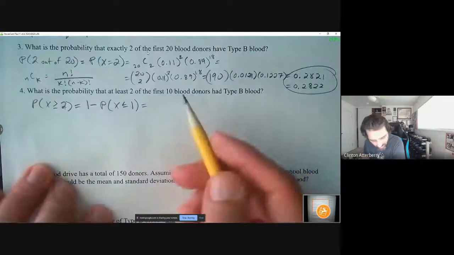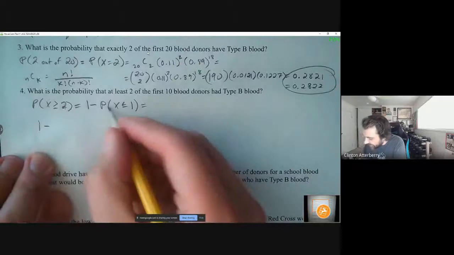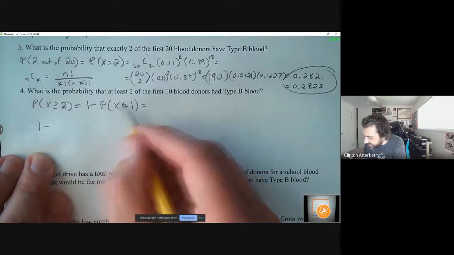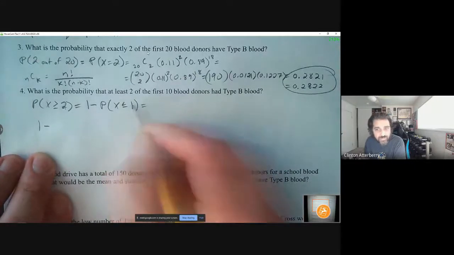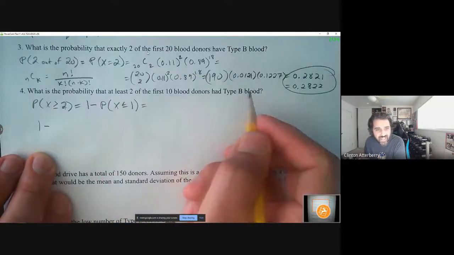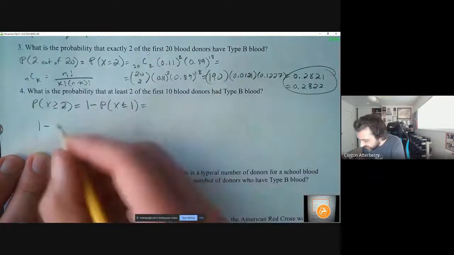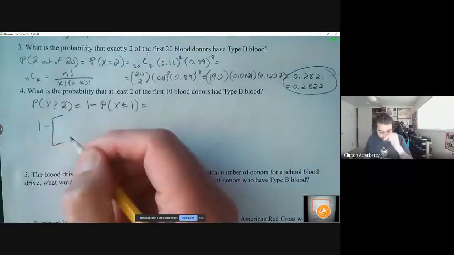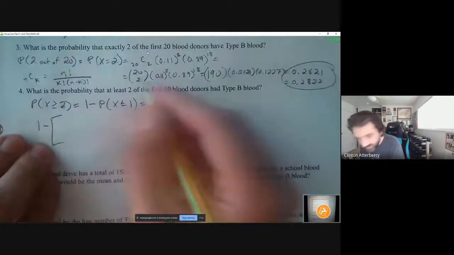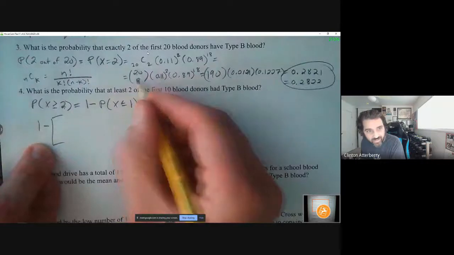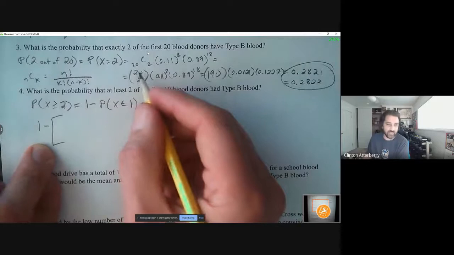So I'm going to go ahead and say 1 take away the probability of x is less than or equal to 1. So we have to consider 1 type B blood type out of 10, and then we've got to consider 0 type B blood out of 10. So I'm going to put a big bracket there and use this notation right here. Not the 20 choose 2, but it's going to be like this fraction with no fraction bar, the way this looks here.